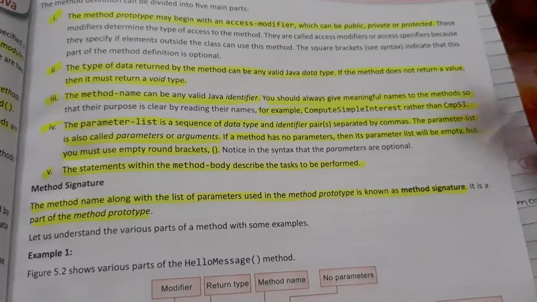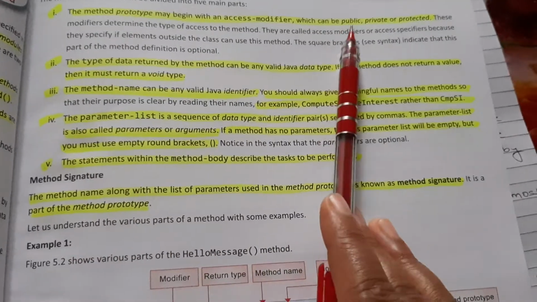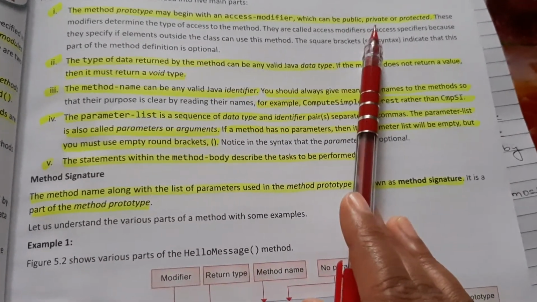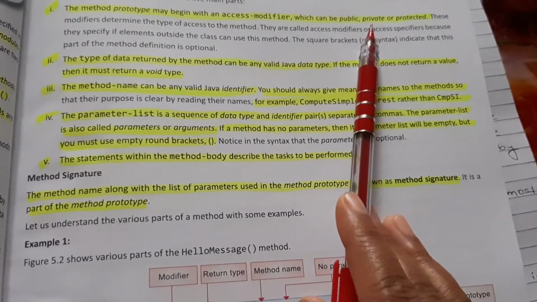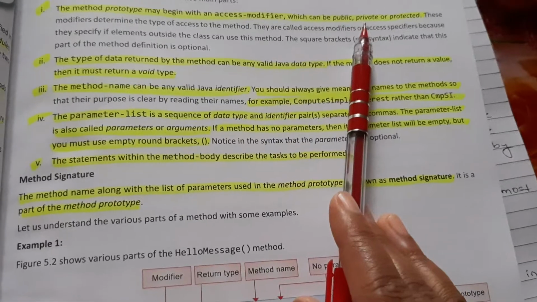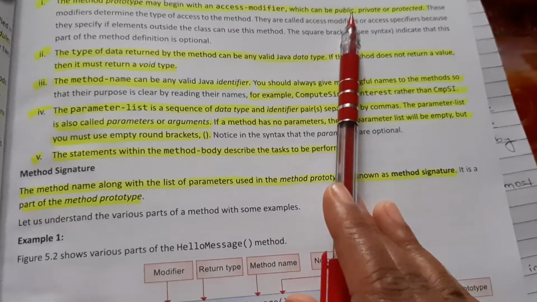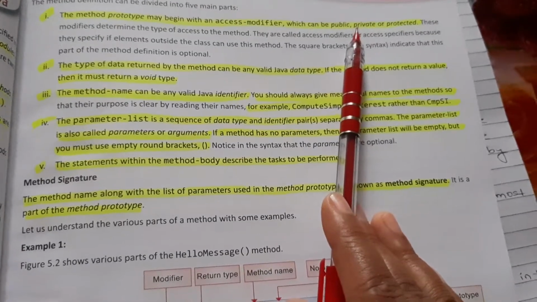Okay, we can access it anywhere throughout the class. That is why we give it as public. If you are giving private, it can be accessed only within that part. You cannot access that particular method apart from that particular class. Okay, so protected is a combination of both public and private. This is about the method access modifier.